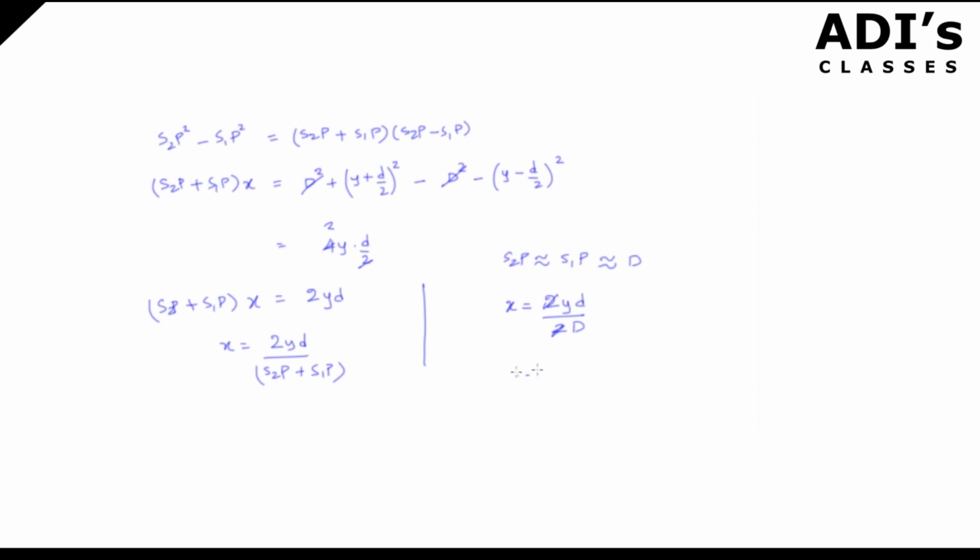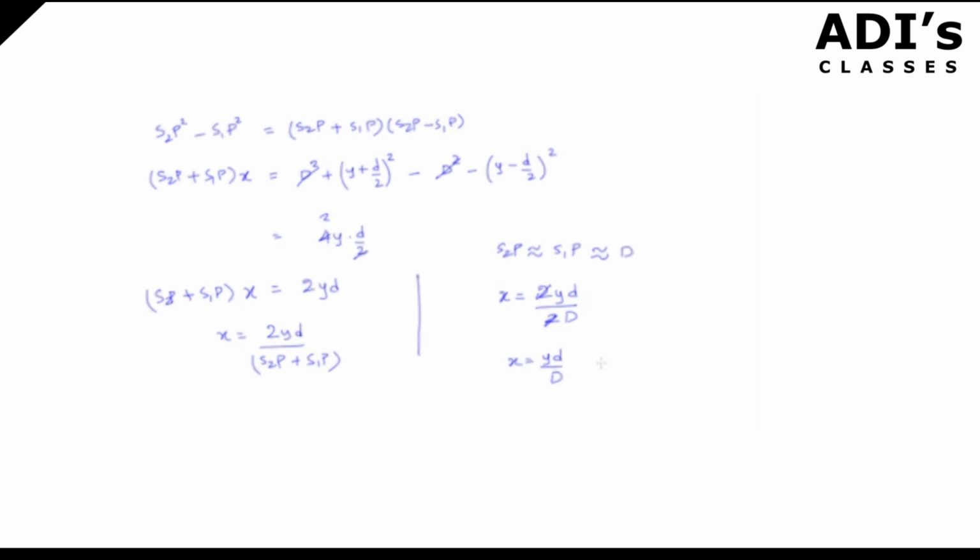Now in practice, P lies very close to the center, only a few millimeters apart. So S2P and S1P we can approximate to D. This part is very important. We are taking S2P almost equal to S1P almost equal to D. This is the approximation we are making. So now the formula changes to x equal to 2 times yd divided by 2D, because both of them are D and D.